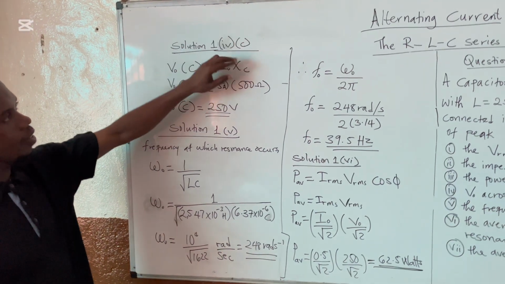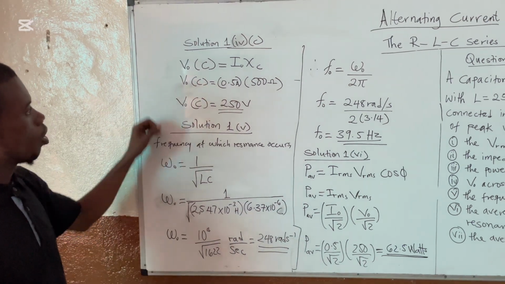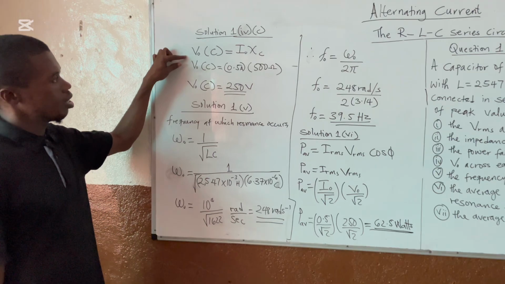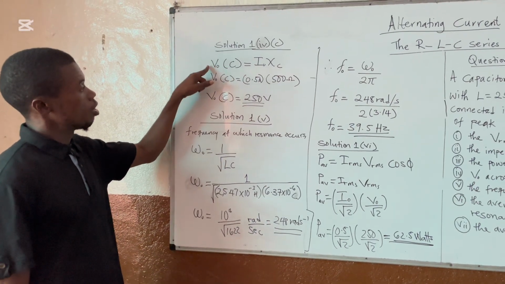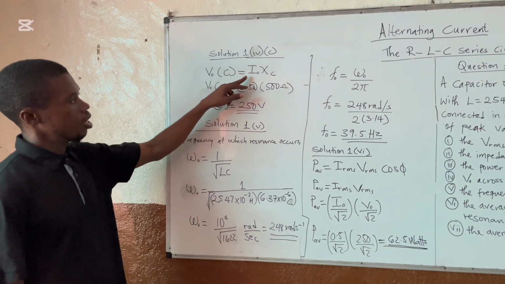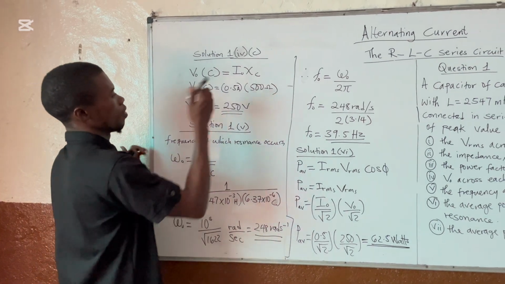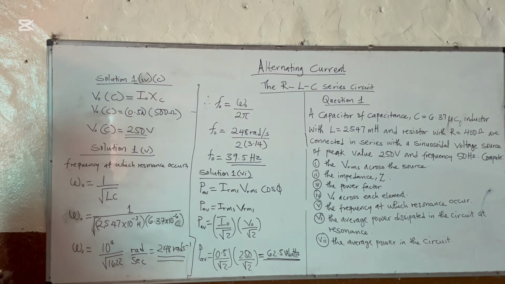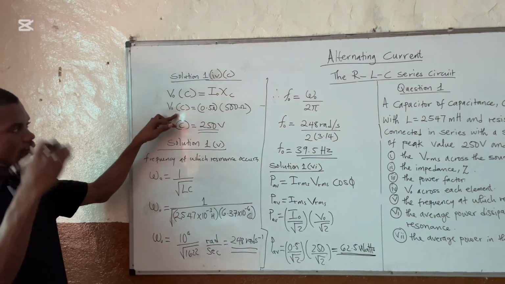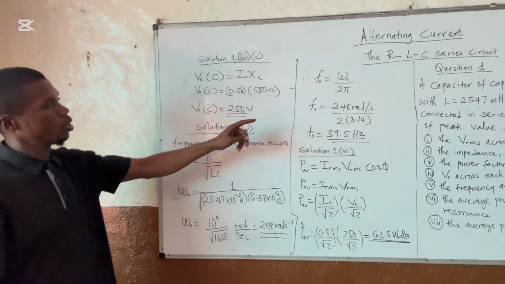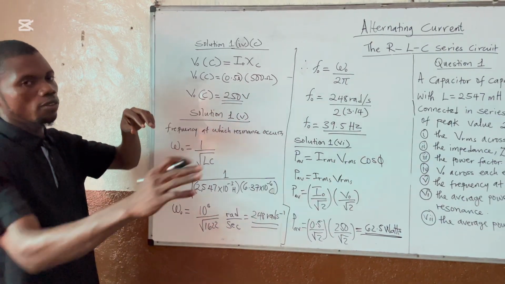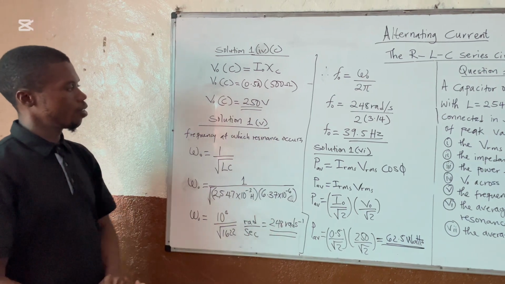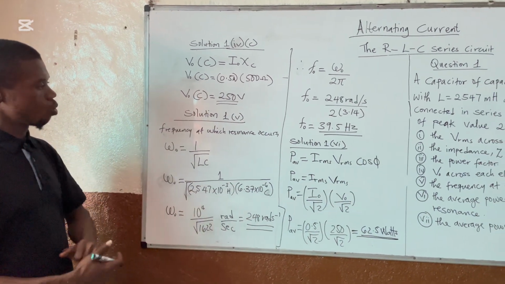Solution 1, part C. We are finding the voltage across the capacitor. The voltage across the capacitor is equal to the peak value current multiplied by the capacitive reactance. The current that flows through the three components is 0.5 amps, so the same current flows through them. 0.5 amps and 500 give us 250 volts. Now we go to the next solution.